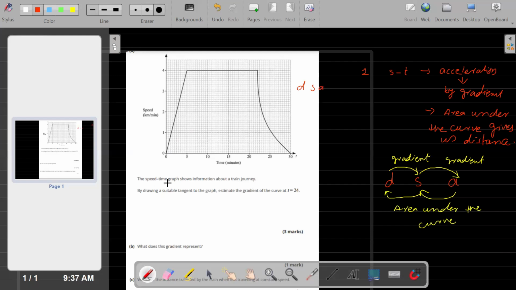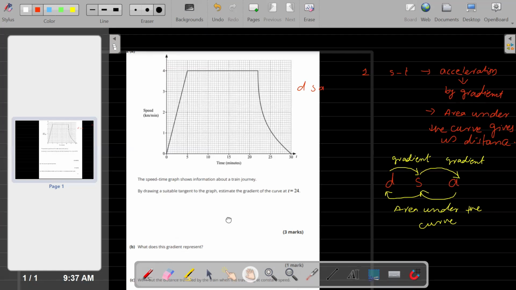It says that the graph shows information about the train journey. By drawing a suitable tangent to the curve, estimate the gradient of the curve at t equals 24. First of all, Fatma, at the start you have to mention that by drawing a suitable tangent to the curve, estimate the gradient of the curve at t equals 24. Before that question, let me tell you something, Fatma. Just give me a moment.